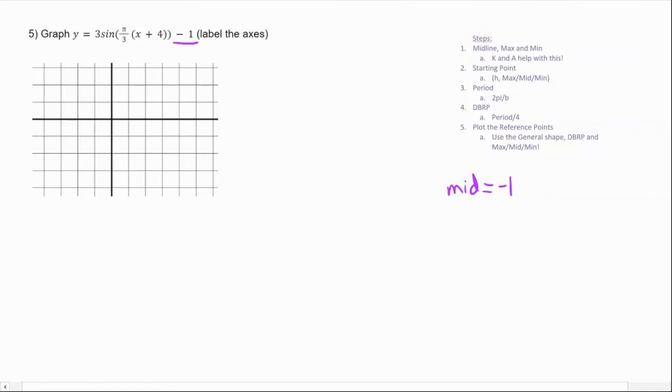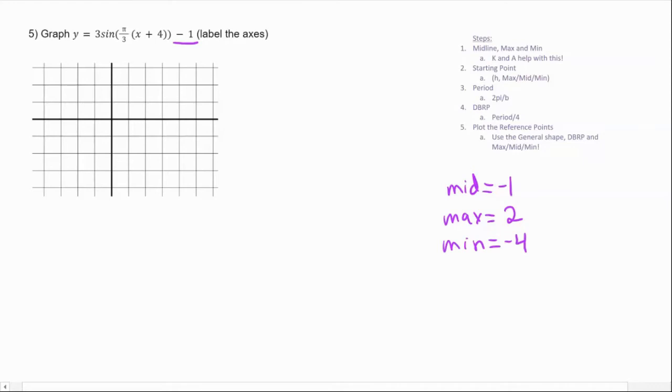My a value here is 3, meaning that my maximum, remember that the maximum is just the k plus the amplitude. So -1 plus 3, my maximum is going to be 2. My minimum is just my midline, or my k value, subtracting the amplitude. So that gives me -4.